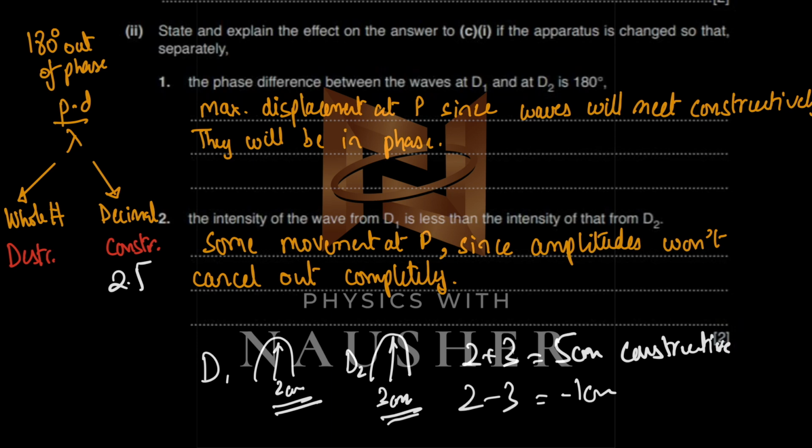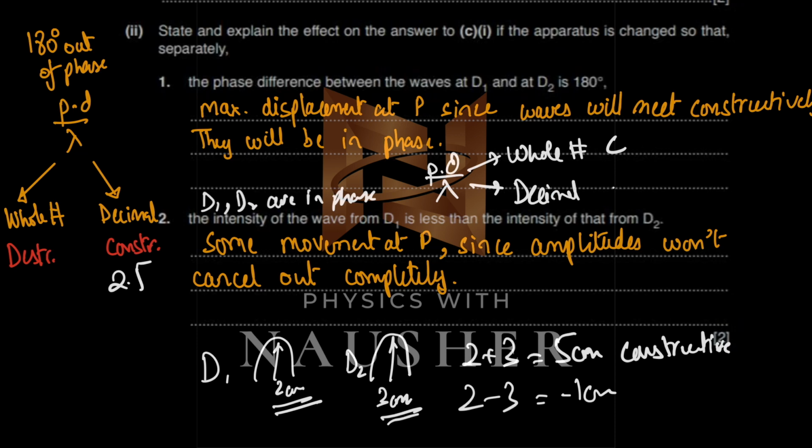Now state and explain the effect if the intensity of wave from D1 is less than intensity from D2. So that means he's going back to the original question. The original question said that the two sources D1 and D2 are in phase. So what was the test for in phase? The test for in phase was path difference to lambda ratio. If it's a whole number, remember, please recall, it should be constructive. And if it is a decimal like 0.5 or 1.5, then it's destructive. And what answer did we get? We got 2.5. So that meant it was destructive.